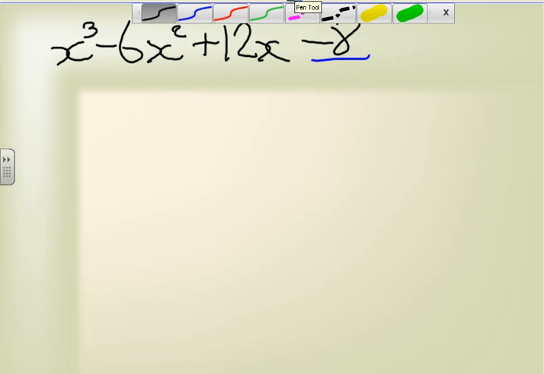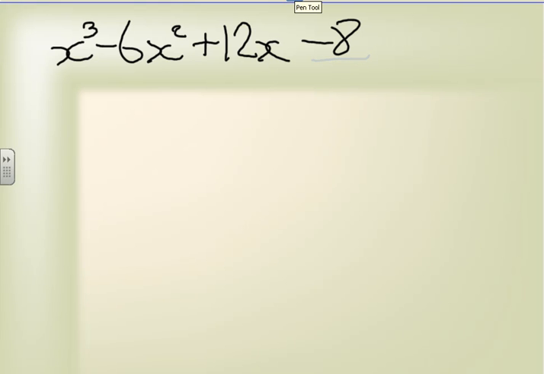So what I need to do, as I look at it, 8. What are the possible factors of 8? Well, I have 1 times 8, 2 times 4, that's my 8. So my possible factors of 8 are 1, 2, 4, and 8. All right. So I can use that 1, 2, 4, and 8 to find the possible factors of this entire equation.